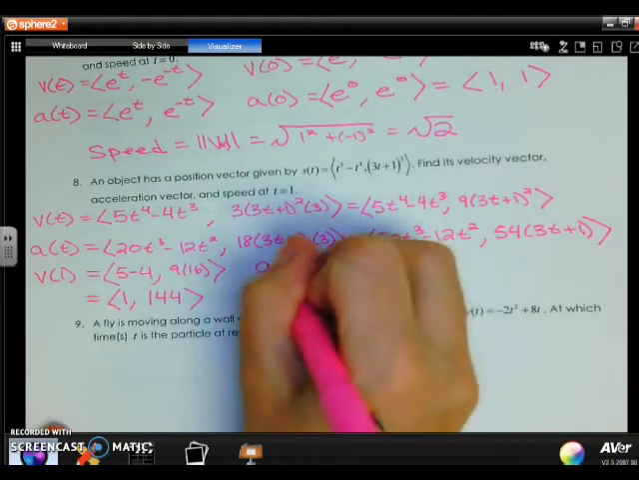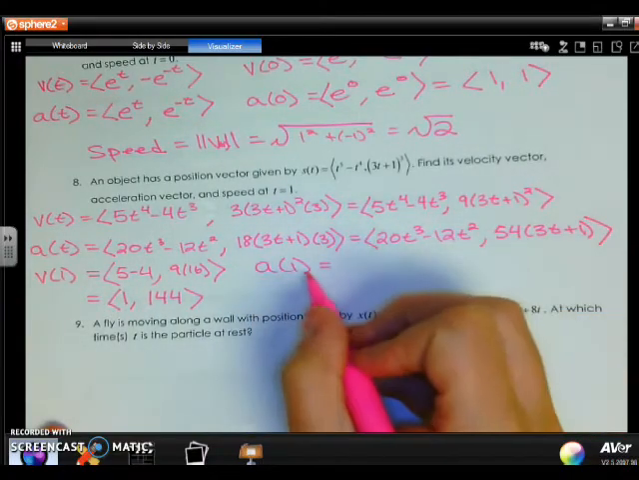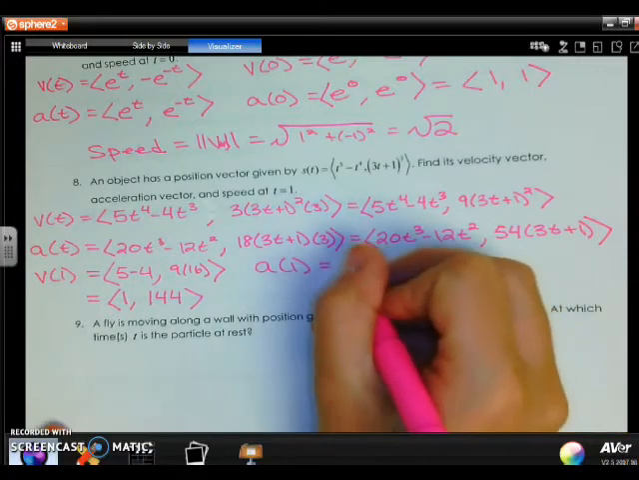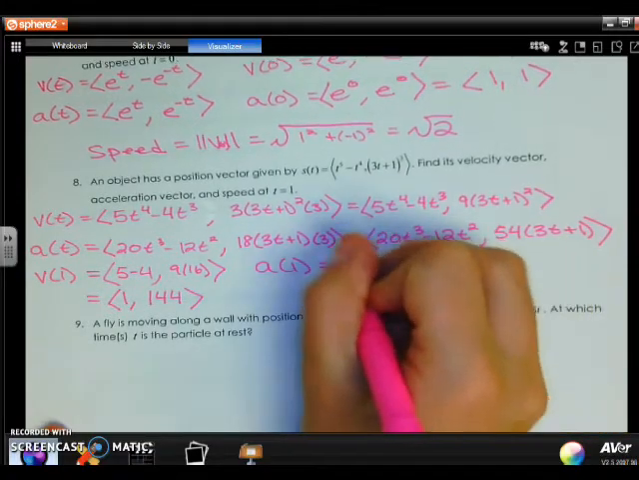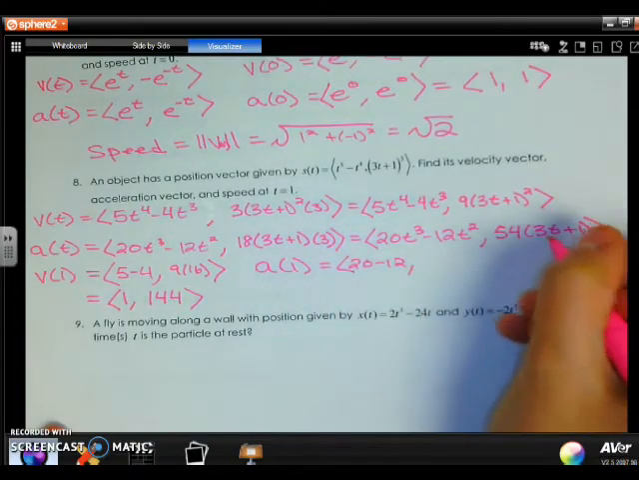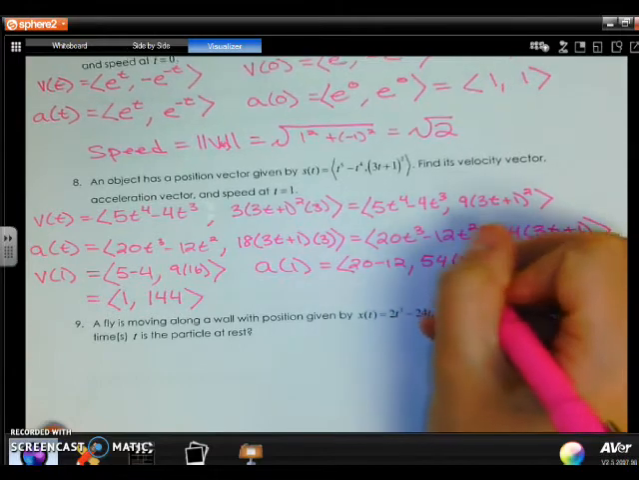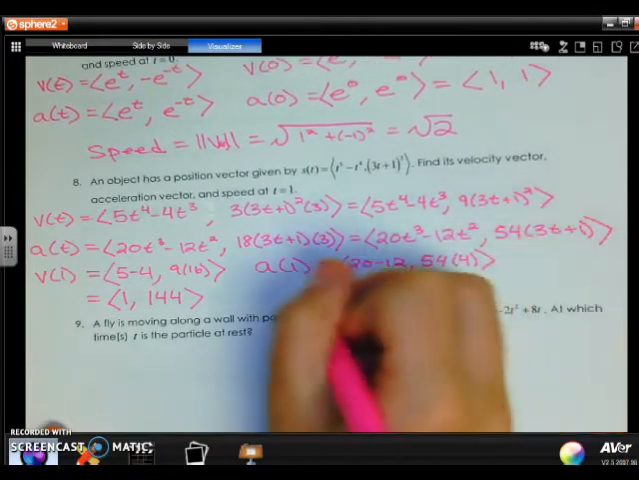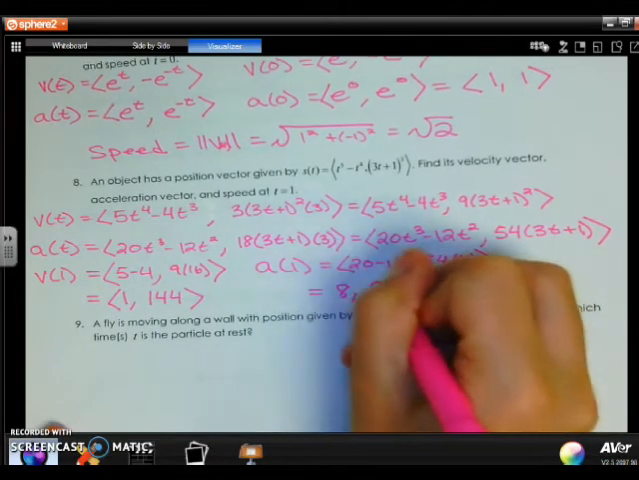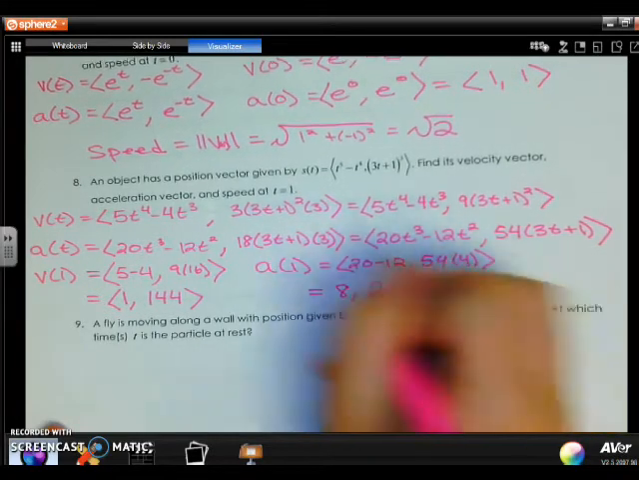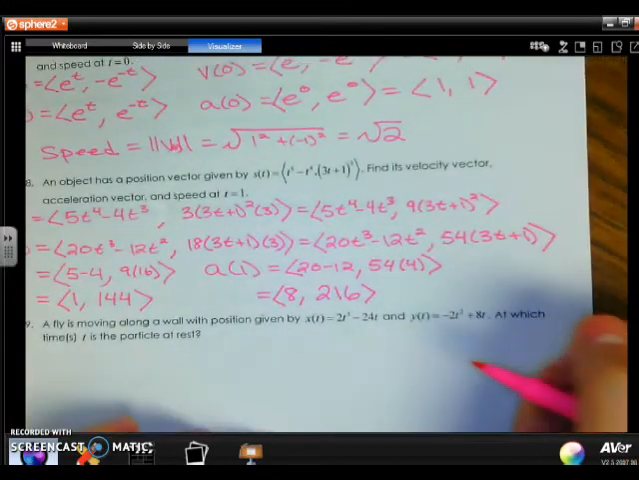Now I'm going to figure out the acceleration at t equals 1. Here's my acceleration right here, so I'm just plugging in 1 into there, so that's 20 minus 12. And then over here, that's going to be 4 times 54, so 54 times 4. And when you clean that up, I think you get 8 and 216. So there's your acceleration. Oh, I'm running out of space, so I can squeeze my speed in over here.